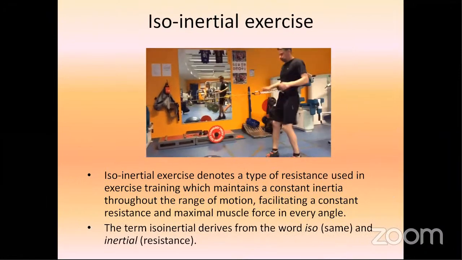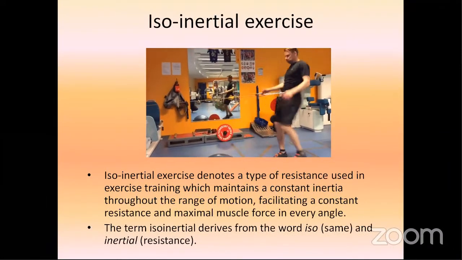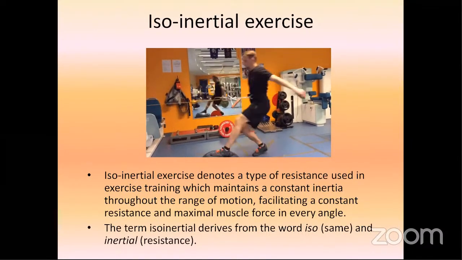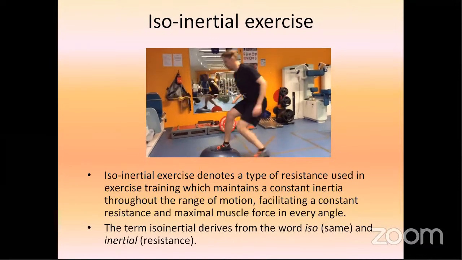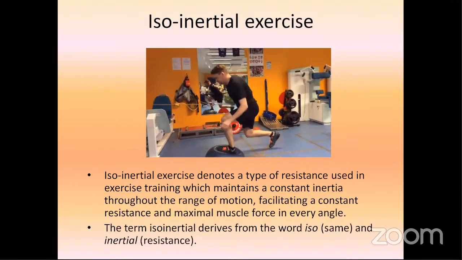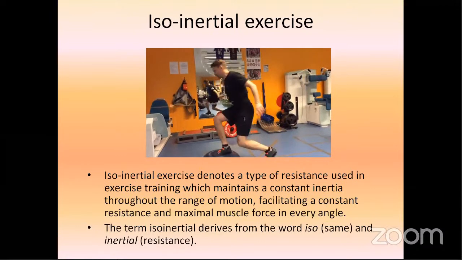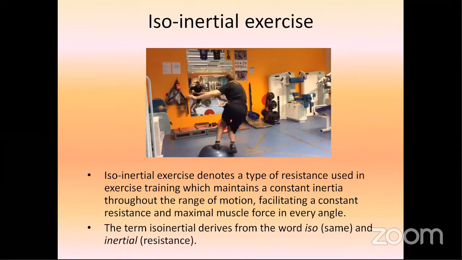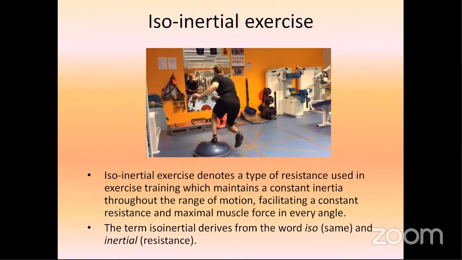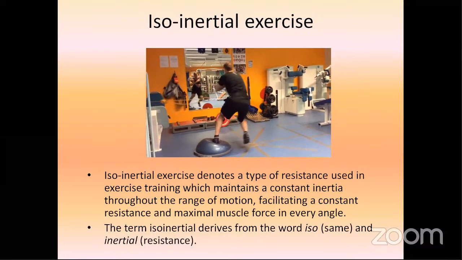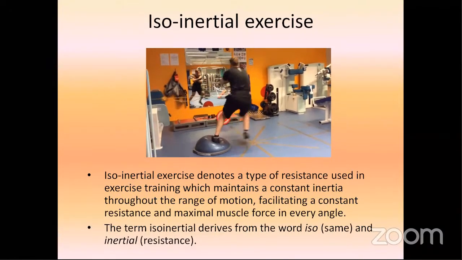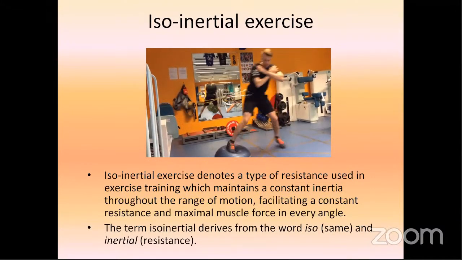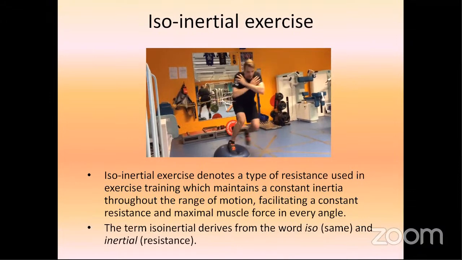Moving on to iso-inertial exercise. Iso-inertial exercise denotes the type of resistance used in exercise training which maintains a constant inertia throughout the range of motion, facilitating a constant resistance and maximum muscle force at every angle. As the term indicates, iso means same and inertia means resistance. So iso-inertial exercise is also a form of dynamic exercise, and here the resistance remains constant throughout the range of motion. It increases the effectiveness of strength training by applying the inertia of a flywheel instead of simple gravity to create optimal resistance.